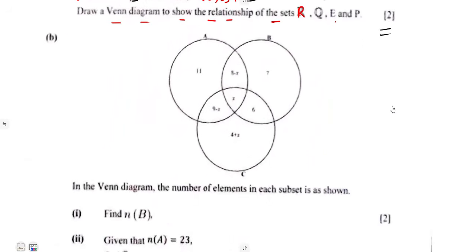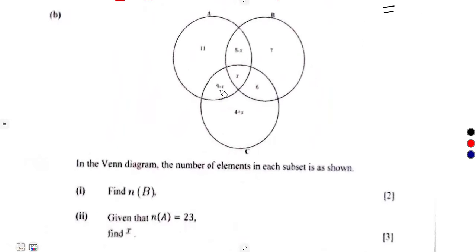All right. So B, you are given, I think it's 11, this is 8 minus X, this is 7, this is X, this is 6, 4 plus X, 9 minus X. So given this is A and this is B and this is set C. So you're given in the Venn diagram, the number of elements in each subset is shown.